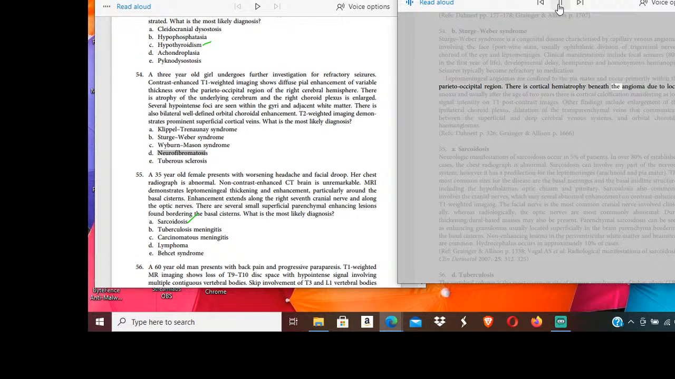There is cortical hemiatrophy beneath the angioma due to local anoxia, and usually after the age of 2 years there is cortical calcification manifesting as low signal intensity on T1 post-contrast images. Other findings include enlargement of the ipsilateral choroid plexus, dilatation of the transparenchymal veins that communicate between the superficial and deep cerebral venous systems, and orbital choroidal hemangiomas. Ref. Dähnert, page 326.